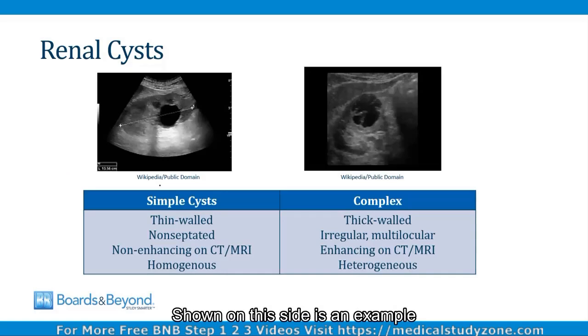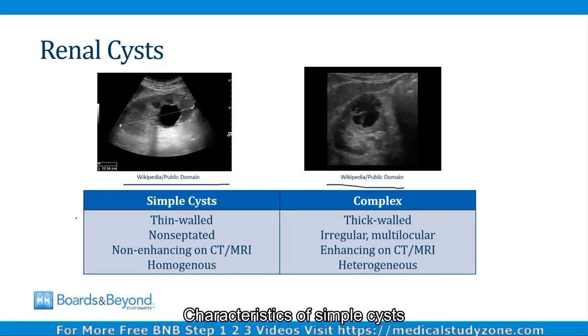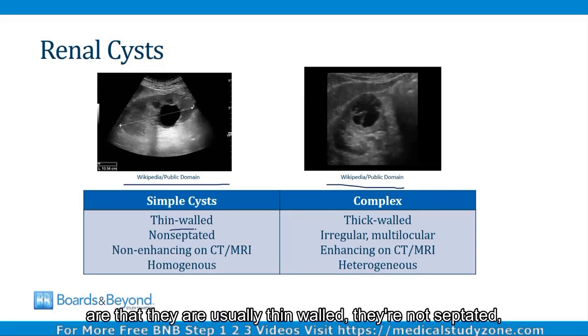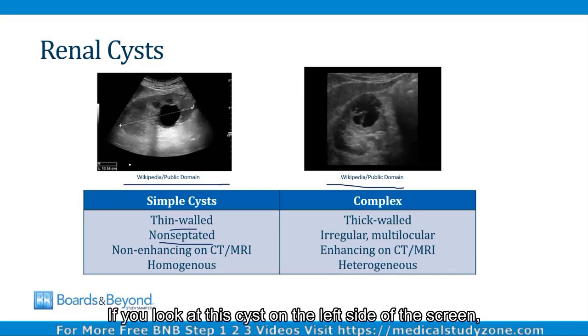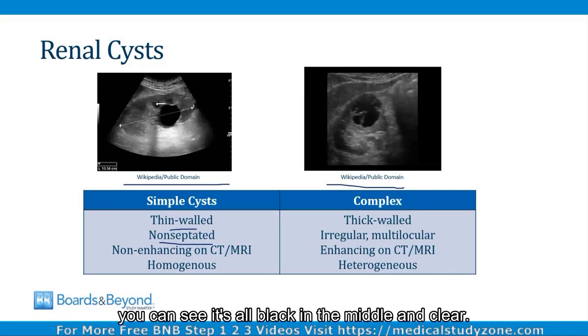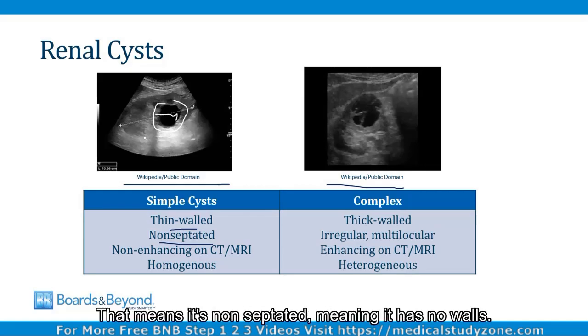Shown on this slide is an example of a simple cyst by ultrasound on the left and a complex cyst by ultrasound on the right. Characteristics of simple cysts are that they are usually thin-walled. They are not septated, meaning that there are no walls within the cyst. If you look at this cyst on the left side of the screen, you can see it's all black in the middle and clear. There are no walls going through the blackness in the middle. That means it's non-septated, meaning it has no walls.